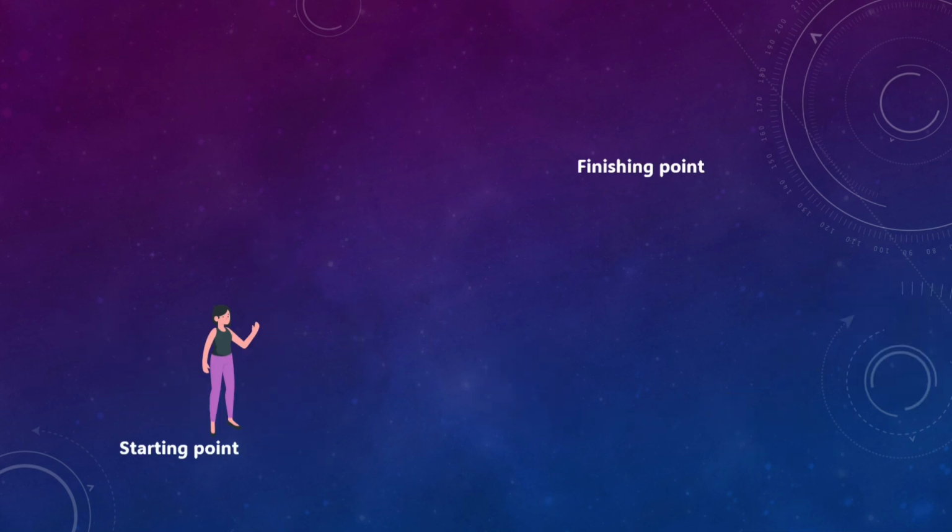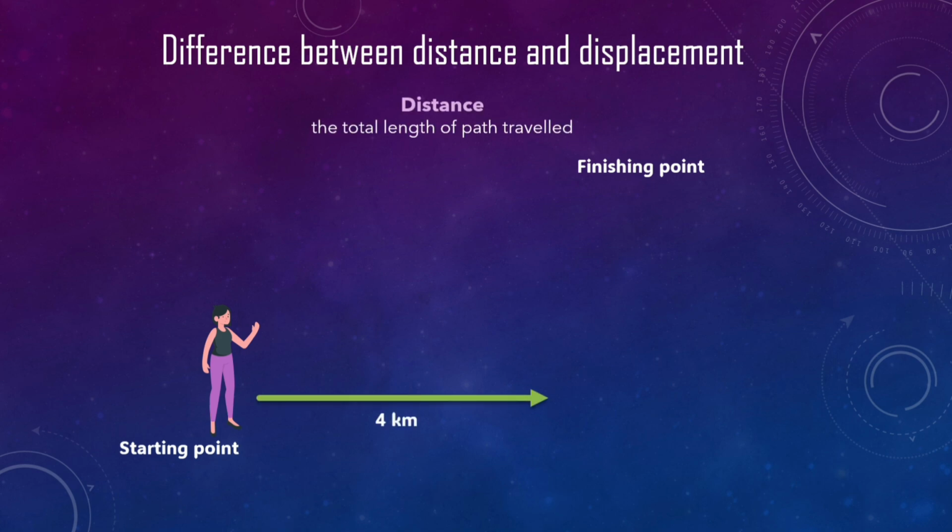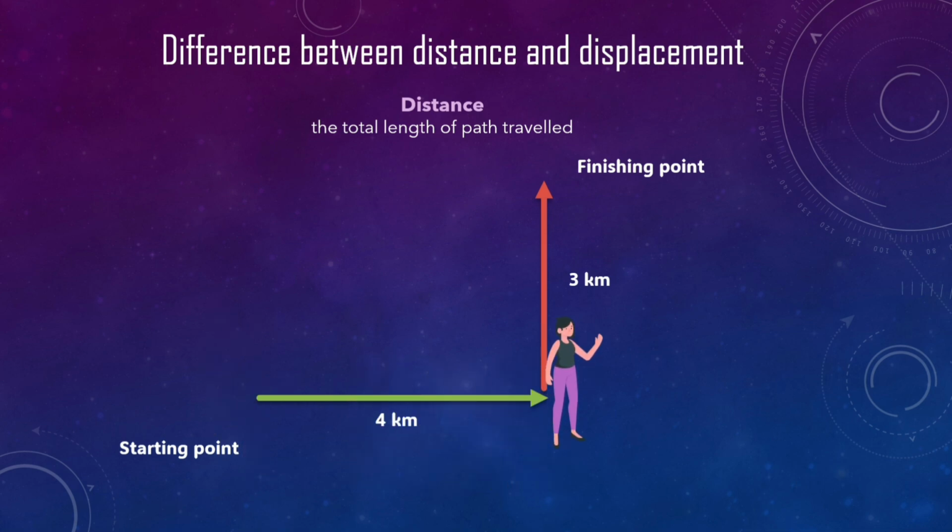Now the difference between distance and displacement. First, we understand the concept of distance. Distance is the total length of the path traveled. For example, if a girl goes 4 kilometers from a starting point and then another 3 kilometers, the total distance covered by the girl is 4 kilometers plus 3 kilometers, equal to 7 kilometers.